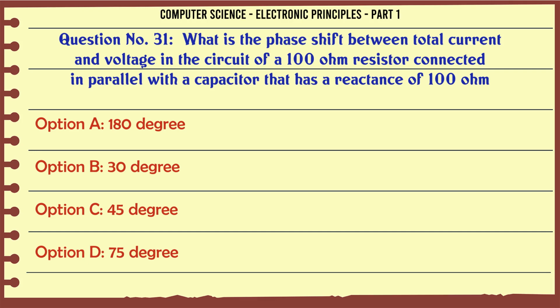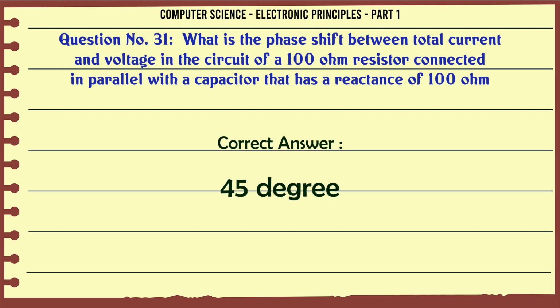What is the phase shift between total current and voltage in the circuit of a 100 ohm resistor connected in parallel with a capacitor that has a reactance of 100 ohm? A. 180 degrees. B. 30 degrees. C. 45 degrees. D. 75 degrees. The correct answer is 45 degrees.